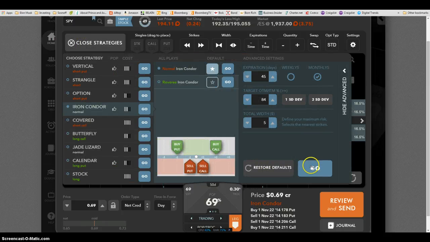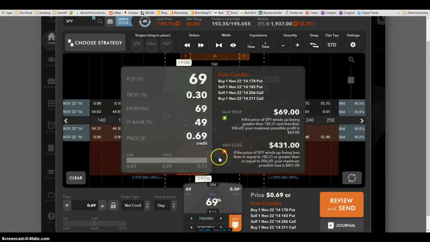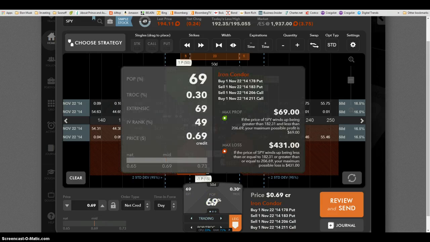Go to default. Here we go. Right, look. Okay, so remember this. I can collect 69 cents now, but now look, I'm only risking $431 to make $69. Okay, $5 wides apart. If I move this back out, remember that number: 431. So if I collect this full amount, that's more than 10%, which is $43. That's way more than a 10% return, not quite 20%, but you see what I'm getting at.